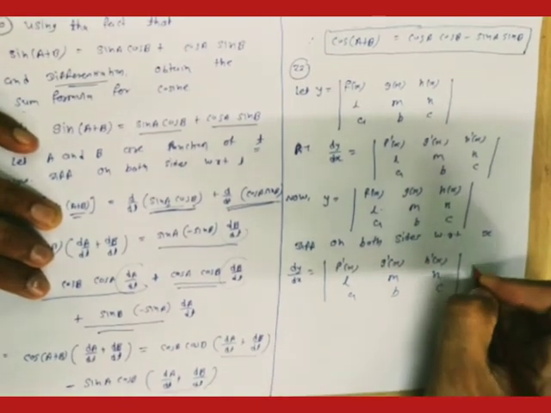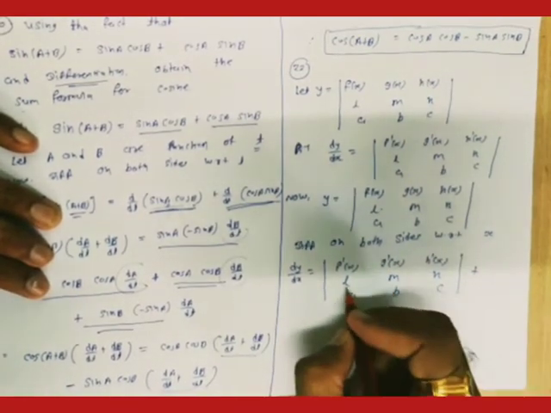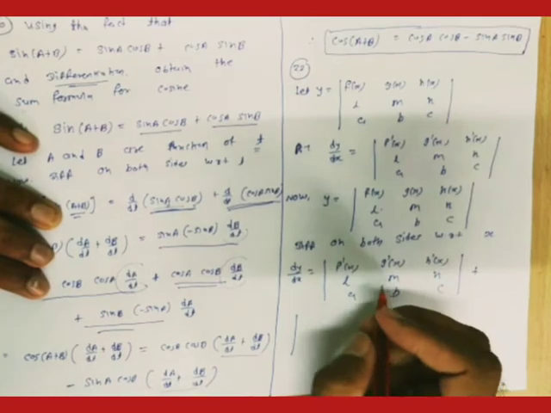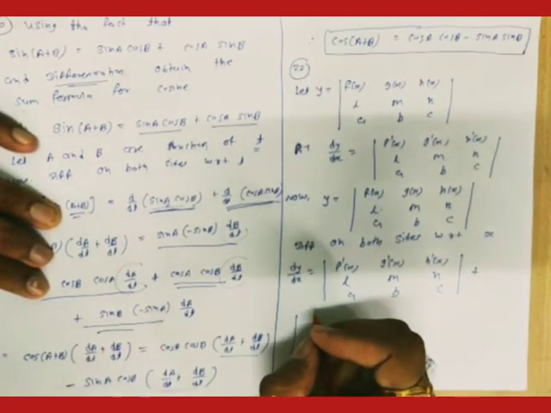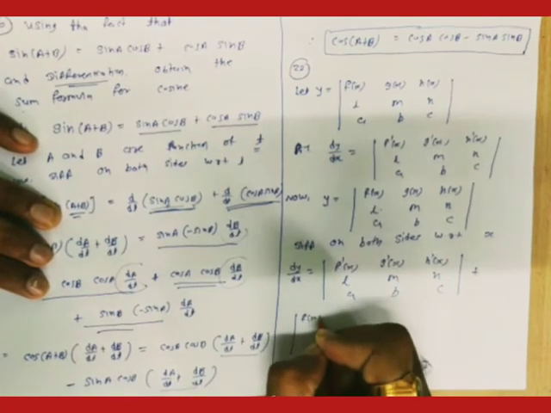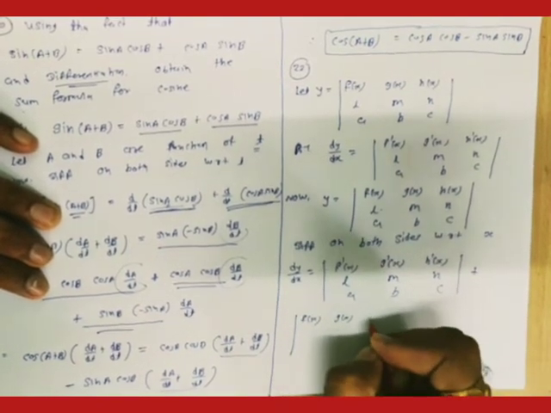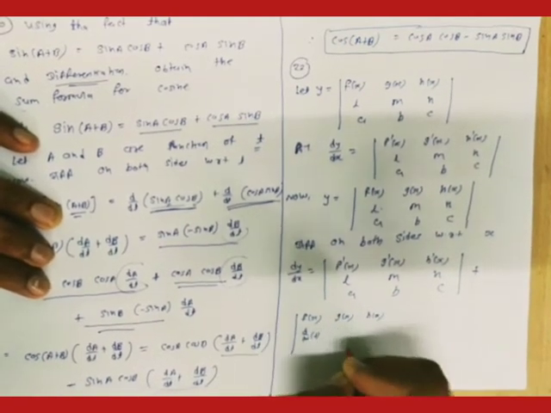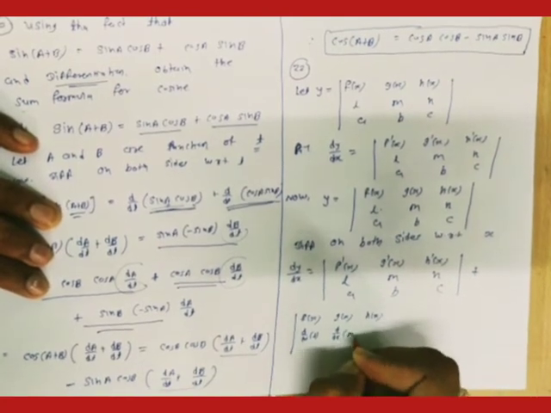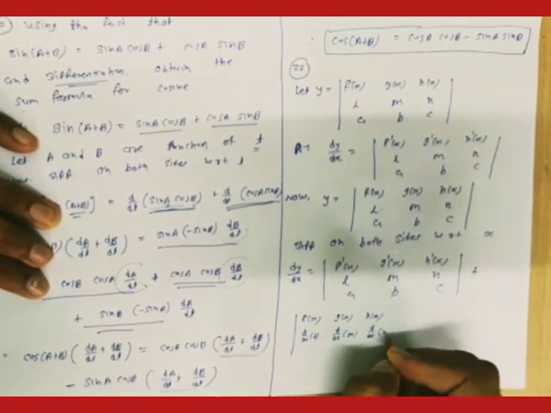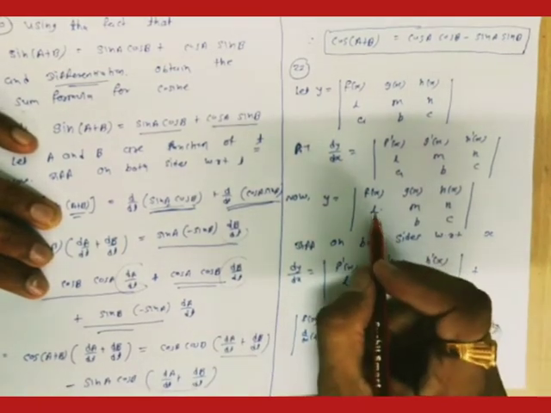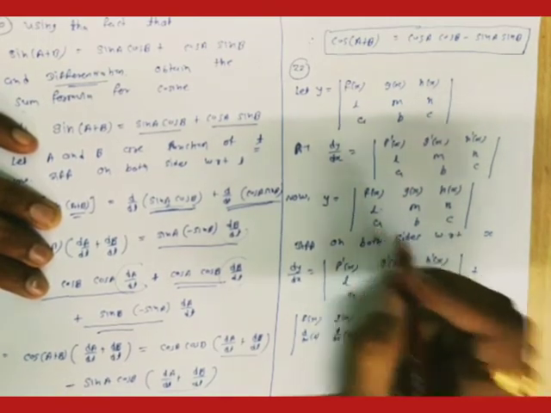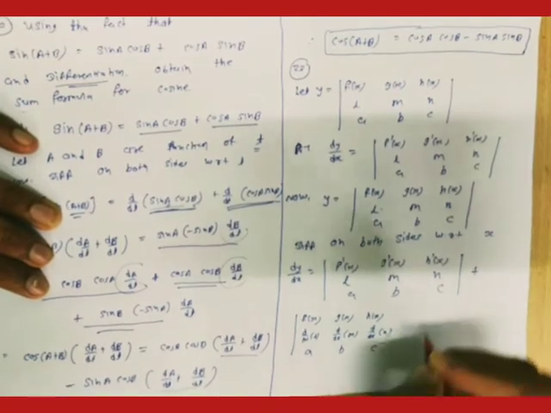Plus, for the second term, you have to consider the differentiation of the second row. The remaining two rows will be as it is. So the first row is f of x, g of x, and h of x. Then the differentiation of l, m, n: d by dx of l, d by dx of m, and d by dx of n. This is the differentiation of the second row. Third row as it is, a, b, c.